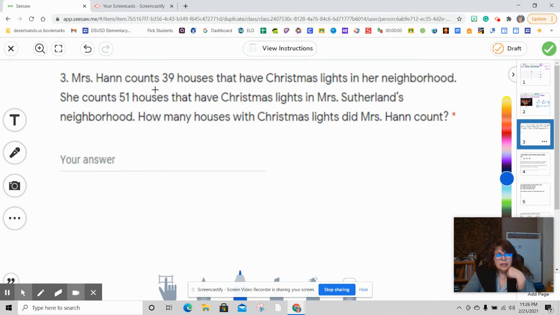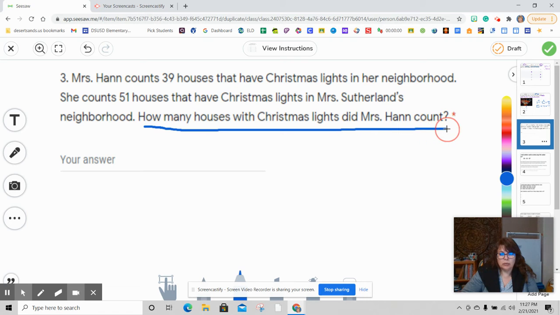Mrs. Han counts 39 houses that have Christmas lights in her neighborhood. She counts 51 houses that have Christmas lights in Mrs. Sutherland's neighborhood. How many houses with Christmas lights did Mrs. Han count? So let's look at our question. It wants me to find out how many houses with Christmas lights did Mrs. Han count? Well, let's look at our information.